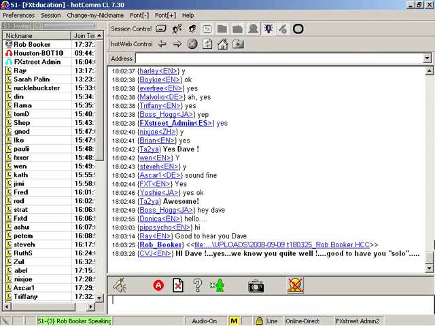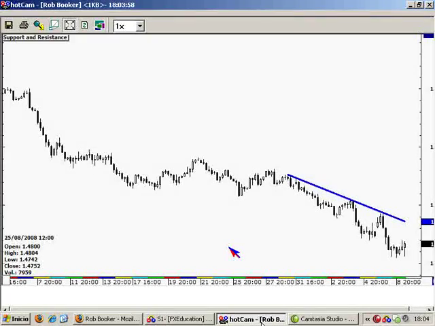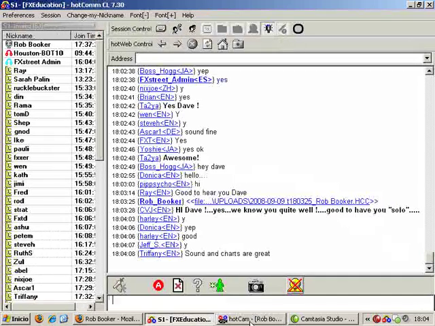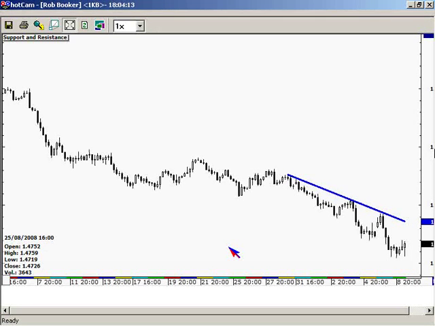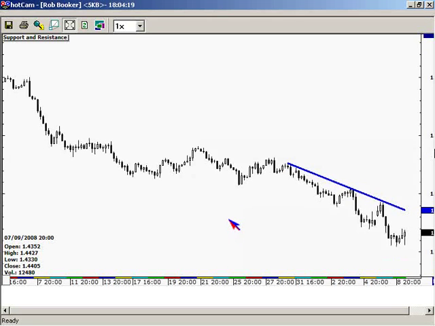Anyways, are you guys all able to see the chart? We're looking at the euro dollar, the 4 hour. Okay, great. Fantastic. This is the 4 hour on the euro dollar, and I just popped this up.